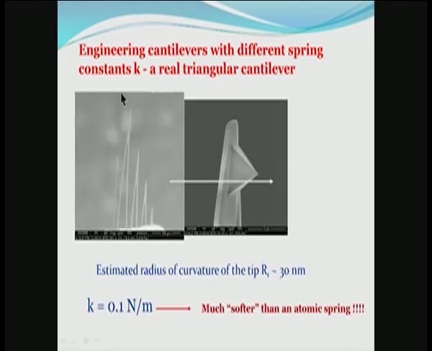So, you can look at these shapes over here that are produced by fine lithography. You can see these very sharp tips of radius approximately 30 nanometers at this edge, and it turns out that the K of such a tip can be as little as 0.1 newtons per meter, which is much softer than that of the atomic spring. So, one can see that by engineering the shape of these cantilevers, it is possible to measure extremely small forces. So, the cantilever is the key.